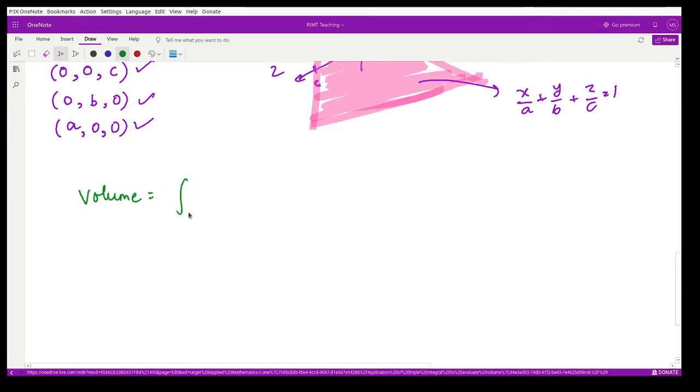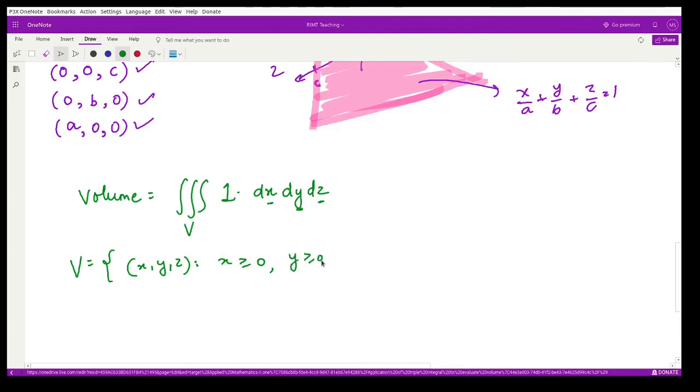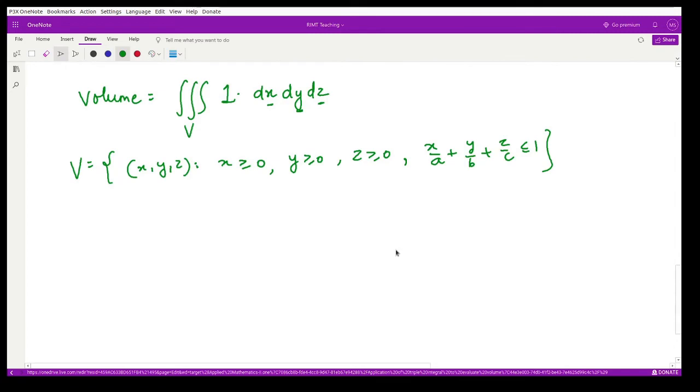That would be equal to the triple integration of the function 1, dx, dy, dz. And here we will write the limits of x, y and z. So for that, we'll first write all the points x, y, z such that, what is given to us? x is greater than or equal to 0, y is greater than or equal to 0, z is greater than or equal to 0, and we have the points x upon a plus y upon b plus z upon c less than or equal to 1. So this is the given volume and these are the given points.